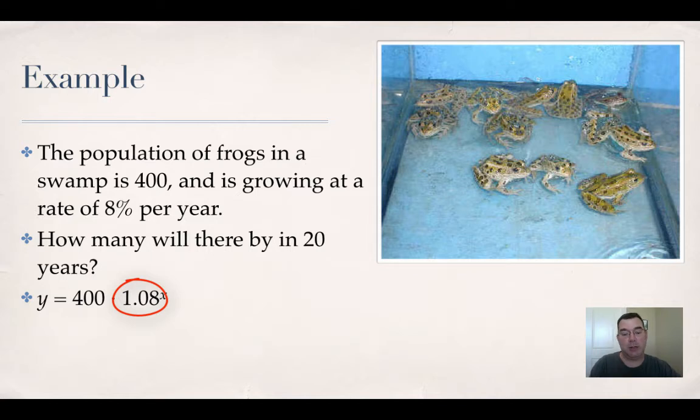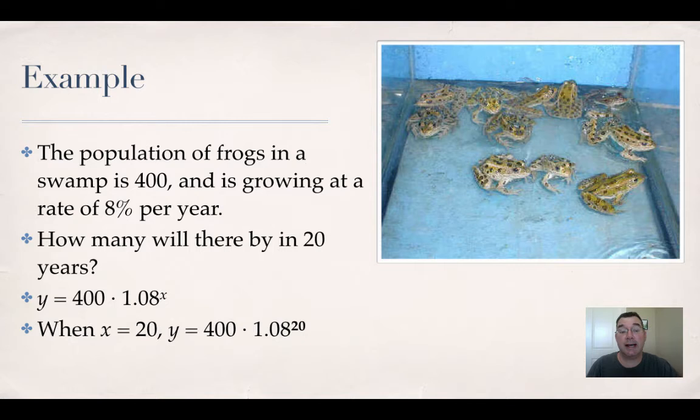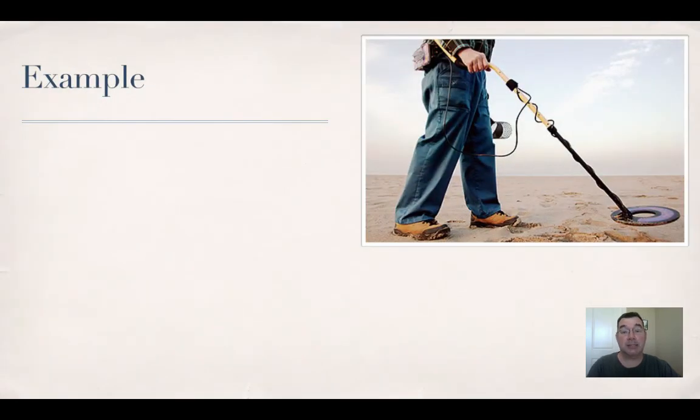And x is my exponent. So if I want to know how many there will be in 20 years, I just let x equal 20. Y is going to equal 400 times 1.08 to the 20, and that's going to be about 1,864 frogs after 20 years. All right, now let's talk about a second example.